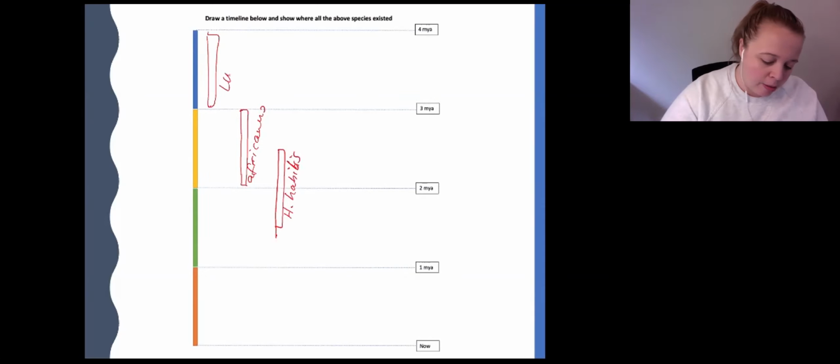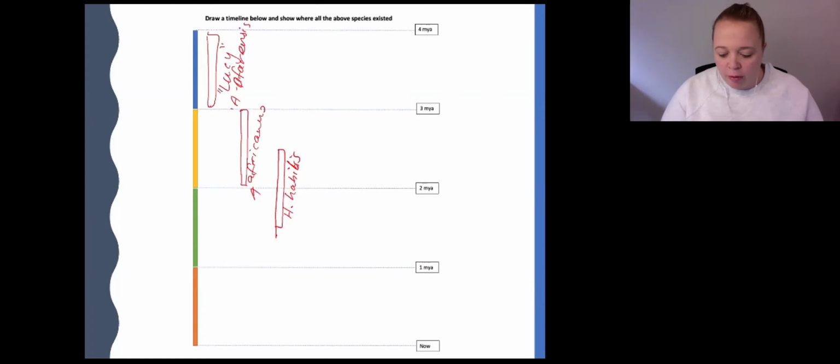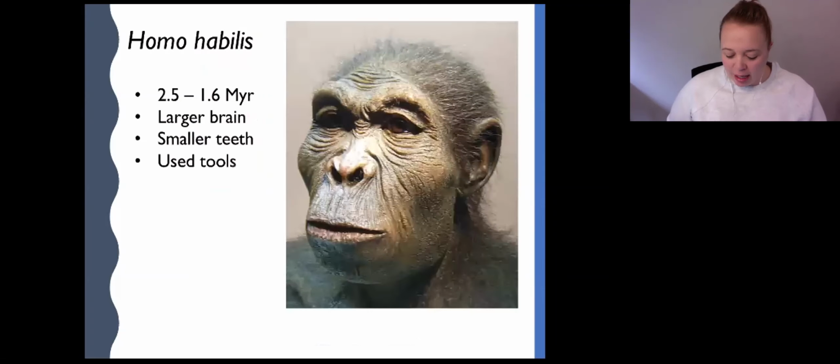This one up here is Lucy, or A. africanus. This one is A. afarensis. You can see there's a little bit of overlap there. So why do you think that both of them didn't survive? Why do you think Homo habilis survived longer than africanus? Thinking ahead. All right, so we've got Homo habilis.